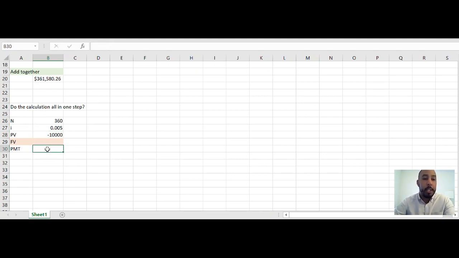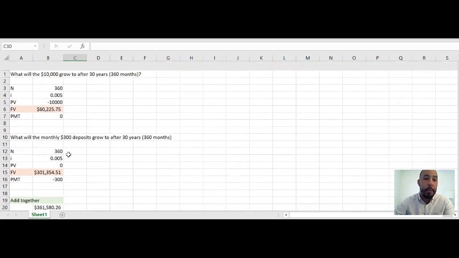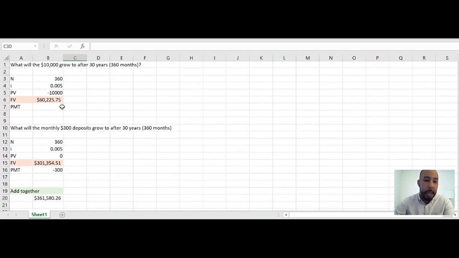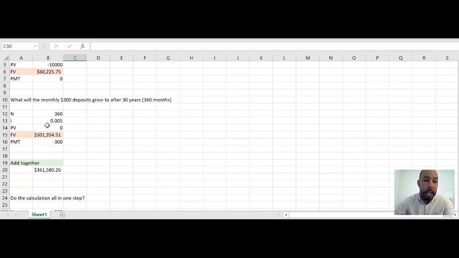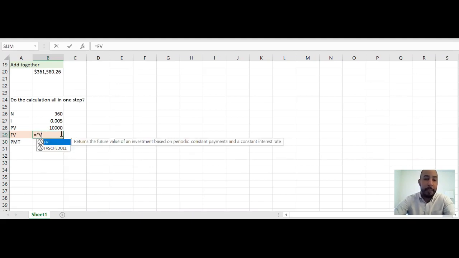And then we can also, at the same time, put in our payment. So negative 300 was our monthly payment. Instead of doing them separately, for Part A, I didn't put any payment, and for Part B, I didn't put any PV. But if I do it all together in one step, I'll put in the PV and the payment at the same time. And then I'll just solve for future value like I've done before.